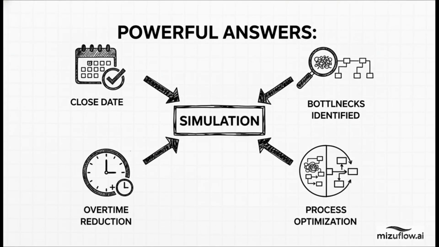And here's where the magic happens. By running this simulation thousands of times, it starts spitting out these incredibly powerful answers. You can predict with a high degree of confidence when the close will actually be done. It will point out exactly where your bottlenecks are. You'll see a huge queue of journals piling up waiting for one person to review. It lets you finally put a number on things you used to guess, like how much overtime will we need, or will this process change actually save us a day?